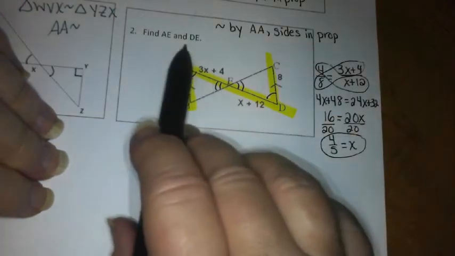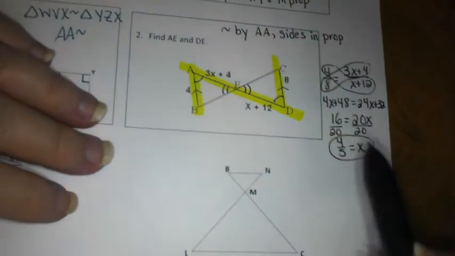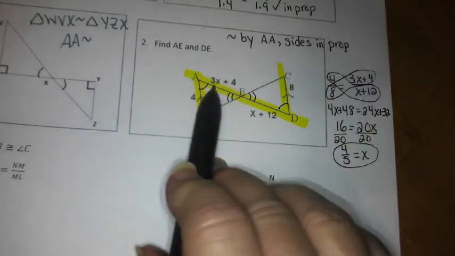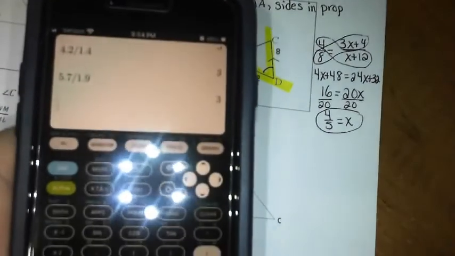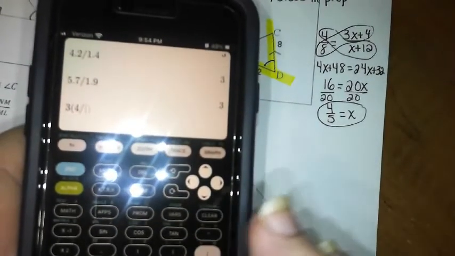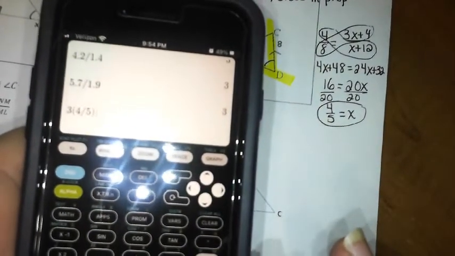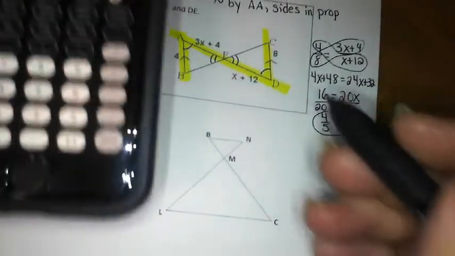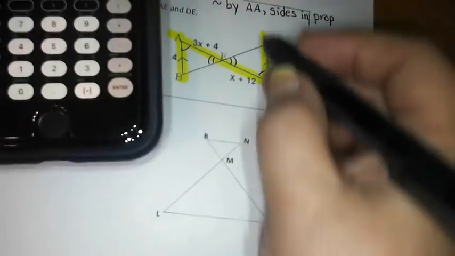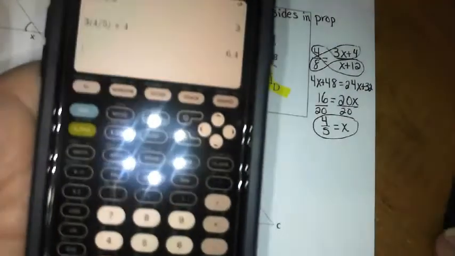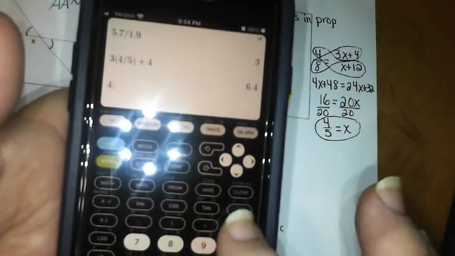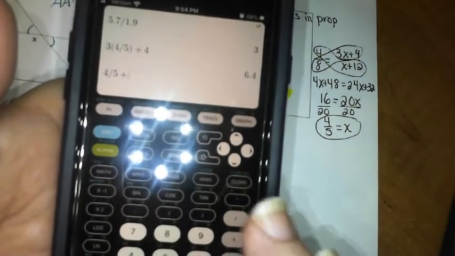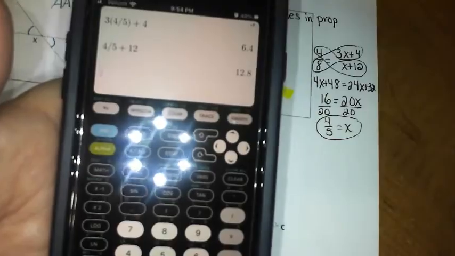They asked us to go back and find AE and DE. So I'm going to put 4/5 in here. So if I do 3 times 4/5 plus 4, that gives me 6.4. And if I do 4/5 plus 12, if you can't do that in your head, there we go. It's 12.8.